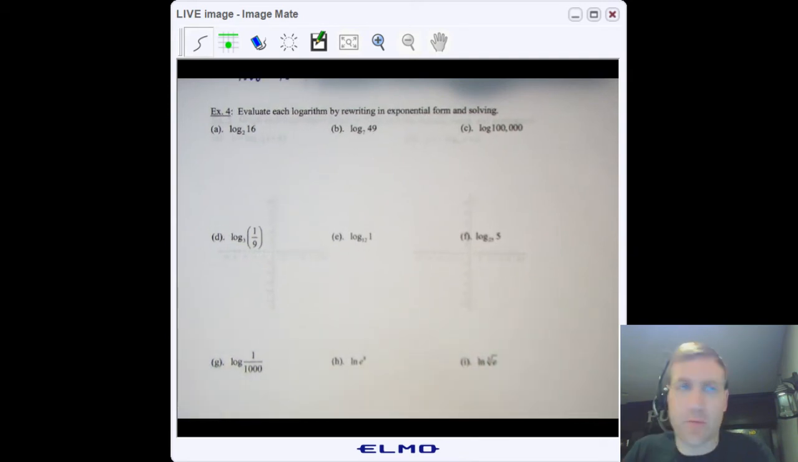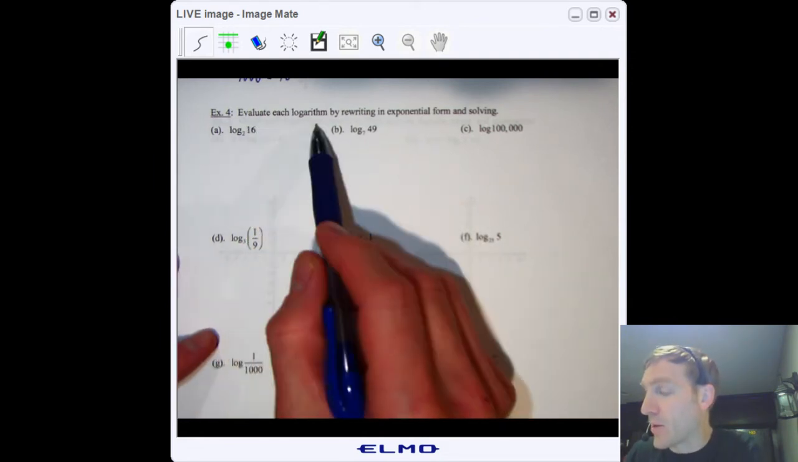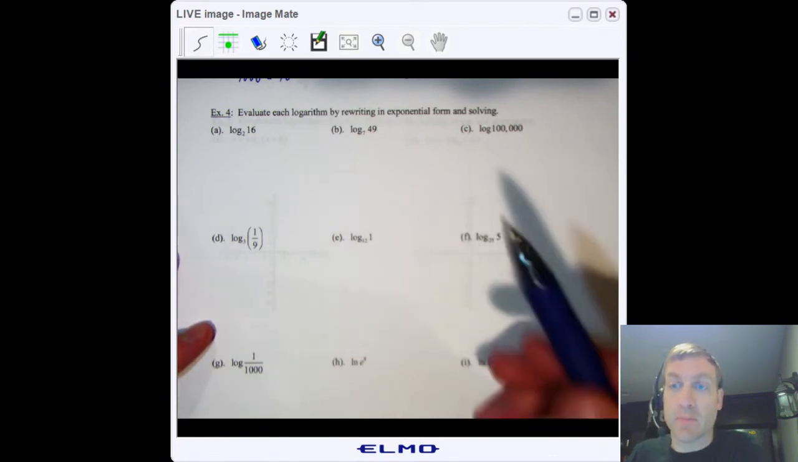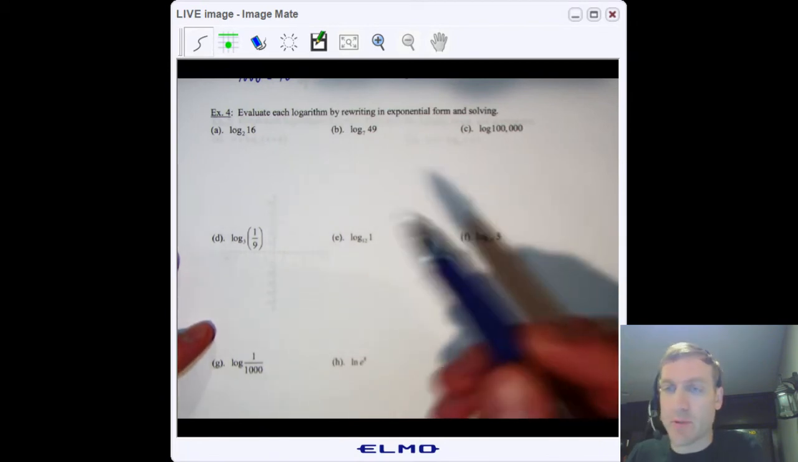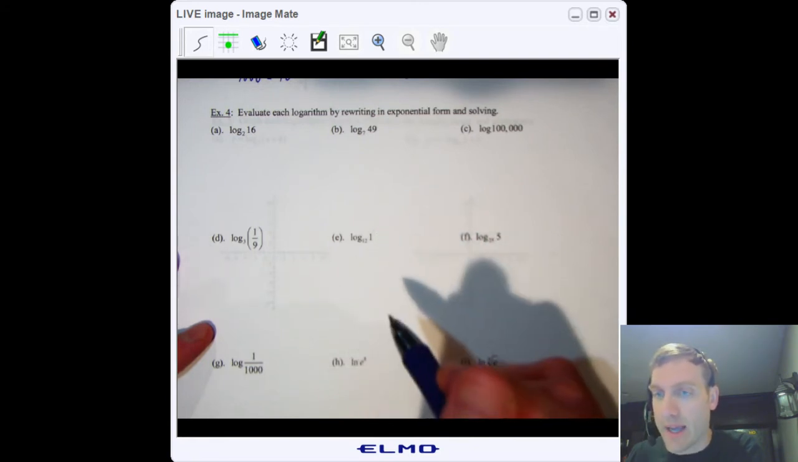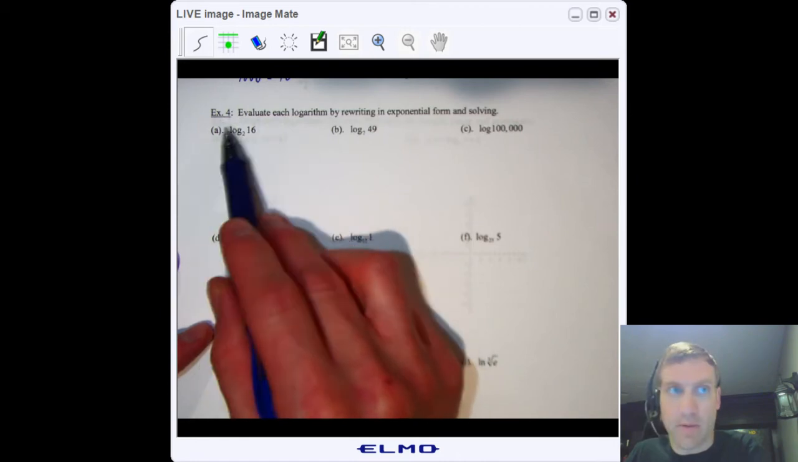Now, we left off with example 4 last video, evaluating logarithms. So far we've just been rewriting logarithms, switching between log form and exponential form. Now we're going to use that to evaluate logarithms. In other words, find the numeric value of a logarithm.